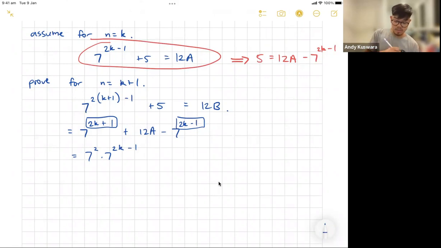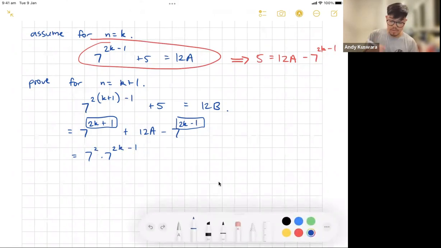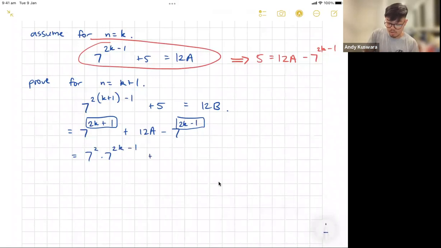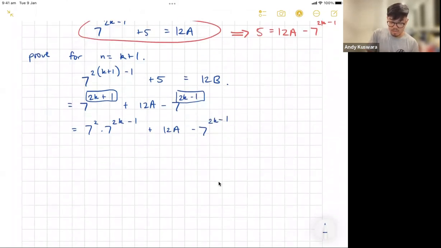All I've done is I've taken out 2 lots, because if I add these powers together, the 2 and the minus 1, it'll give me the plus 1. So I'm just playing with the indices laws here. And I've still got the plus 12a, and I've got 7 lots of 7 to the 2k minus 1. So now, to rewrite this, 7 squared becomes 49 lots of 7 to the 2k minus 1.